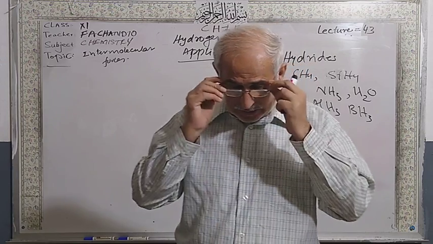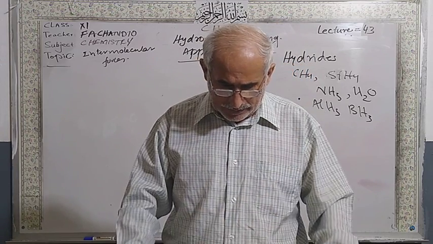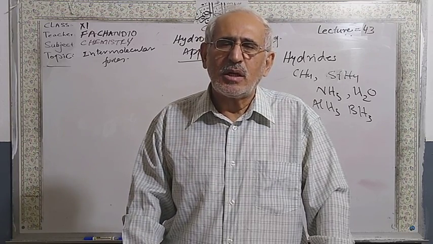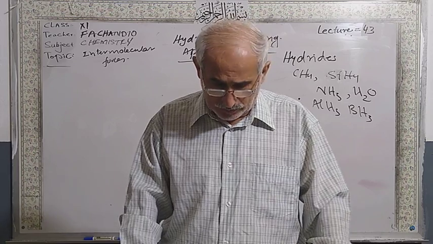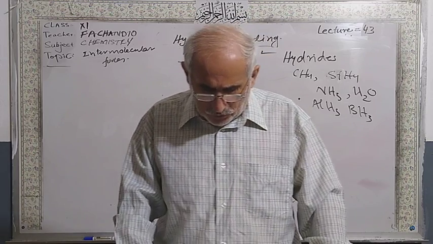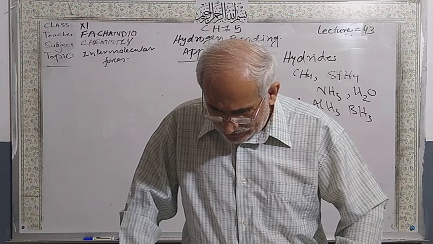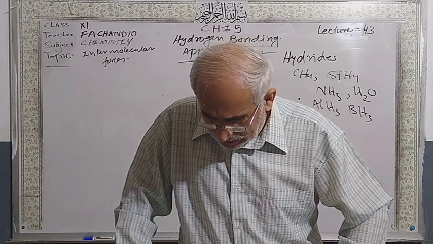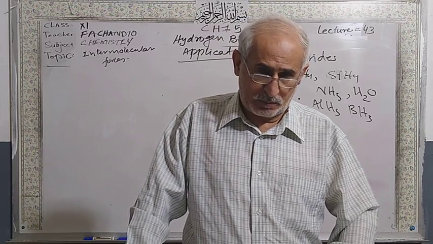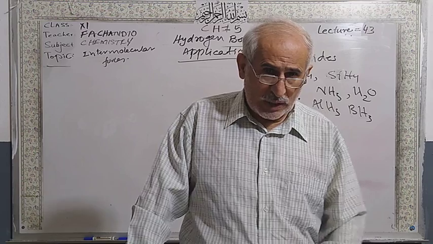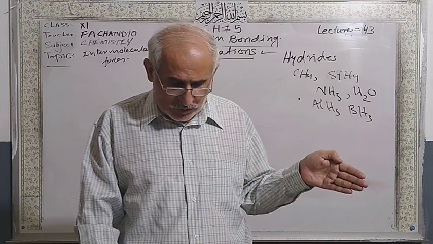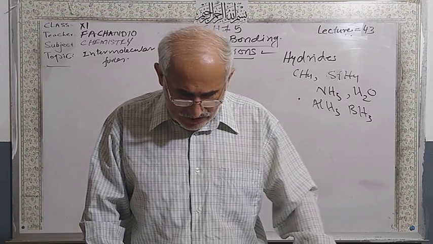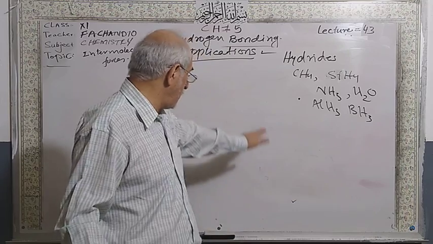So if you look at this graph, group number 4 element hydrides. Group number 4: methane, silane hydride, germanium hydride, and also tin hydride. If you start from methane, which has a very low boiling point, even less than minus 150 degrees Celsius, this is methane.